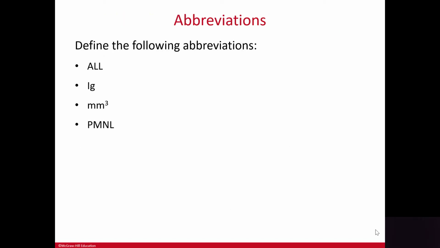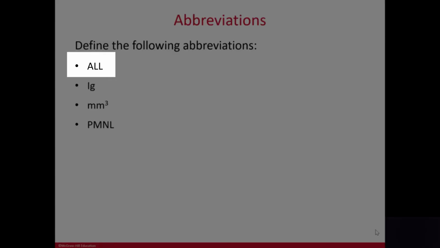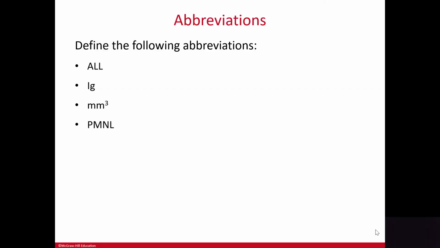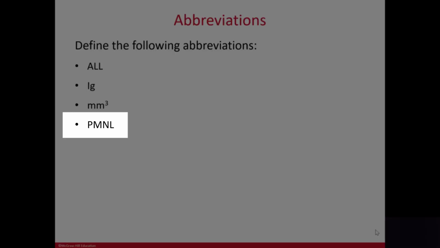Okay, and here's all the abbreviations from this section of the text. ALL was the abbreviation for acute lymphoblastic leukemia. IG means immunoglobulin. MM with the little 3 means millimeters cubed or cubic millimeter. That's the unit of measurement when we were talking about the number of white blood cells in a specimen of blood. And PMNL was polymorphonuclear lymphocyte.